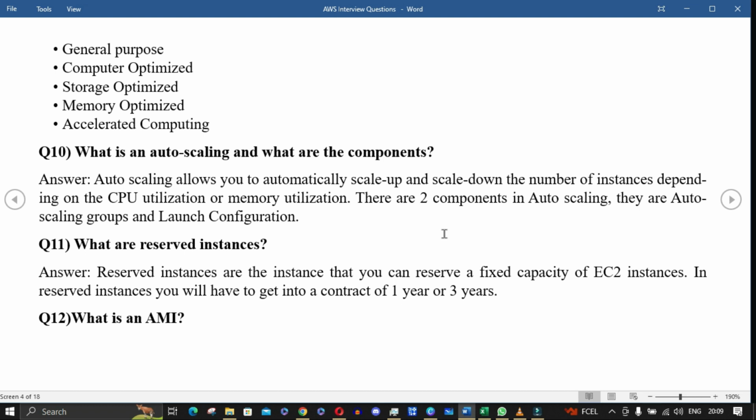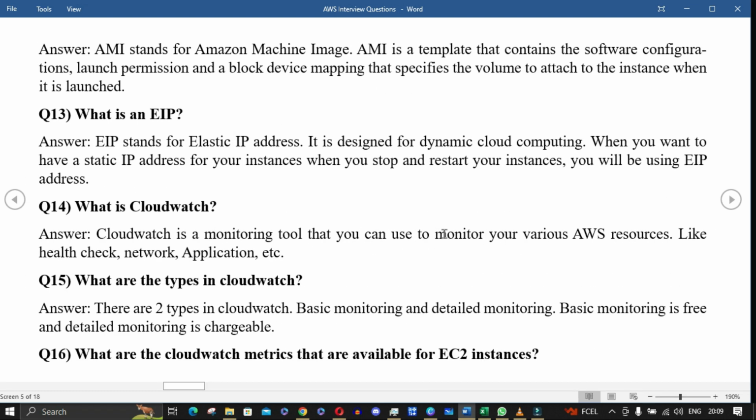What is an AMI? Answer. AMI stands for Amazon Machine Image. AMI is a template that contains the software configuration, launch permissions, and a block device mapping that specifies the volumes to attach to the instances when it is launched.